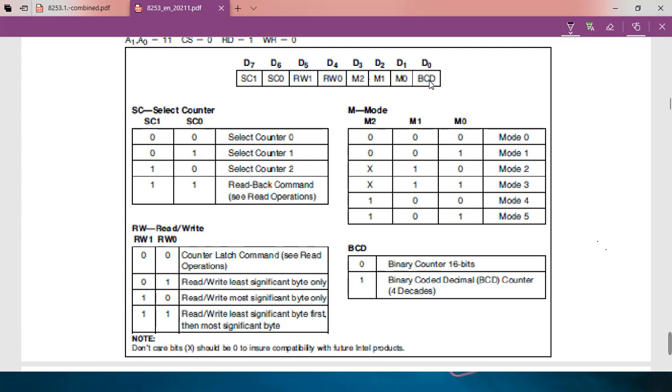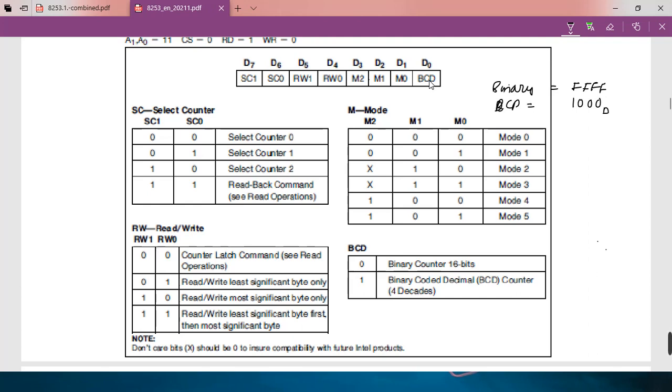In the case of binary, the maximum count that can be loaded is FFFFH. And in the case of decimal, or we can say BCD, the maximum count that we can load is 10000 decimal. Okay. So this is about the control word of the 8253.